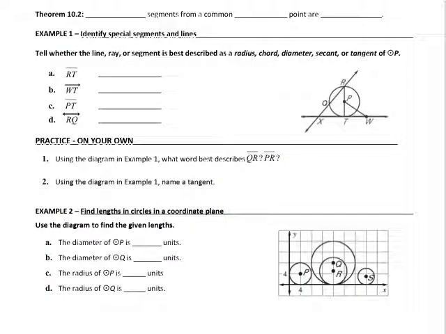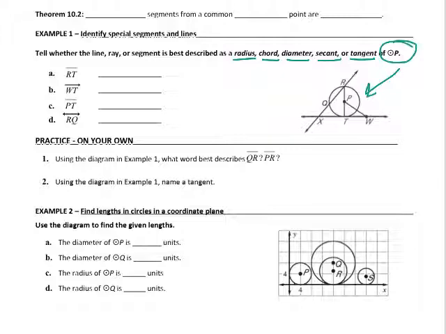All right, for example number 1, we are going to identify special segments and lines. So we've already defined the words radius, chord, diameter, secant, and tangent, and we know what this symbol means. It means that we're talking about circle P, because P is the center of this circle.